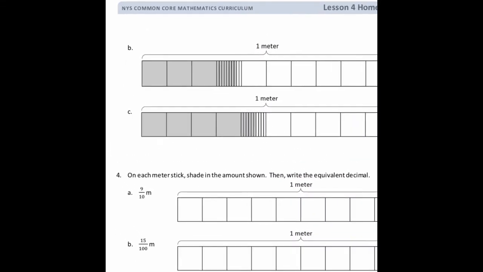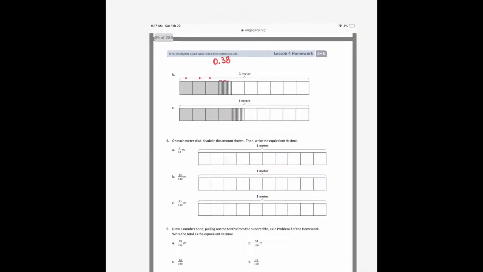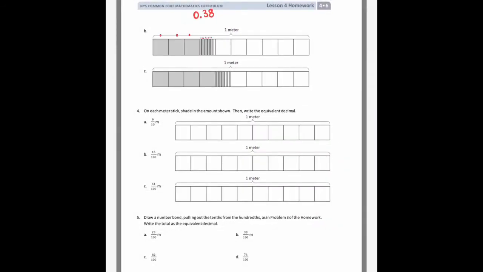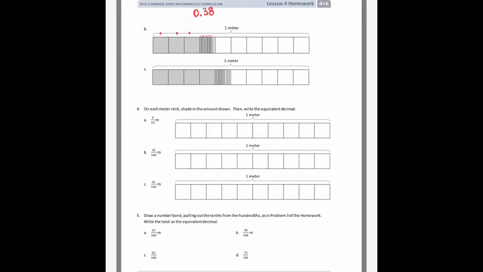So let's try this again. Here we have 3 whole tenths that are shaded in. 1, 2, 3. And now it won't let me zoom in any further, but it looks like there are 8 hundredths that are shaded in. So your decimal would be 3/10 and 8/100, which would be 0.38. And the way they want us to split it is just like they did in the last one. They want us to do a number bond, and we're going to split 0.38 into 3/10, which is in the tenths place, and 8/100, which is in the hundredths place. So we should have 0.38, which is 3/10 and 8/100.